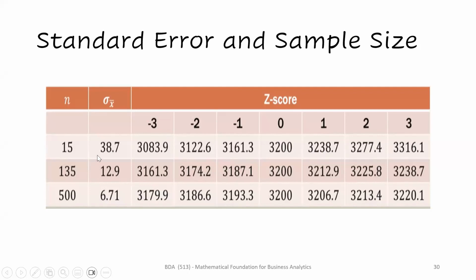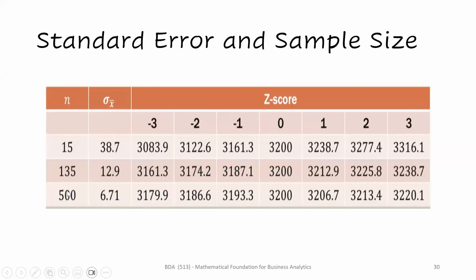Now where we have a sample size of 135, it is the same thing. Here our standard deviation is 12.9. So to the left or to the right, for each move, it increases or decreases by 12.9. If you go to the right, it increases by 12.9. If you go to the left, it decreases by 12.9.